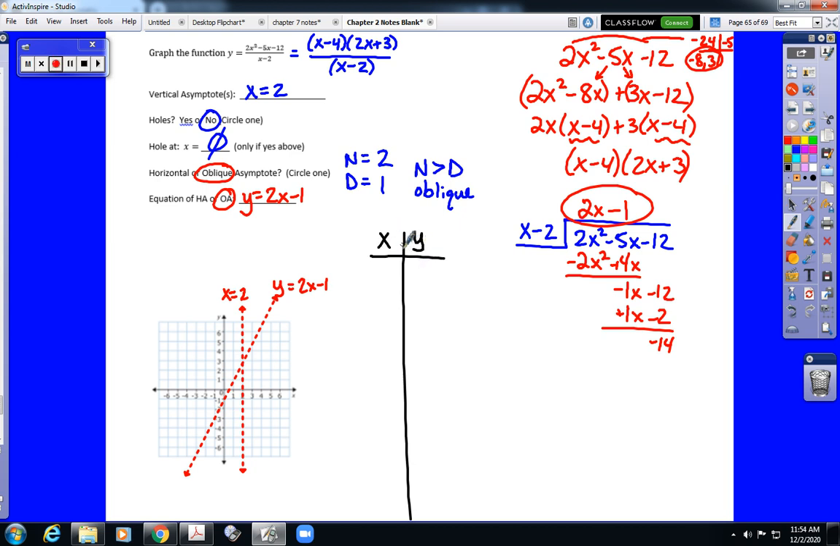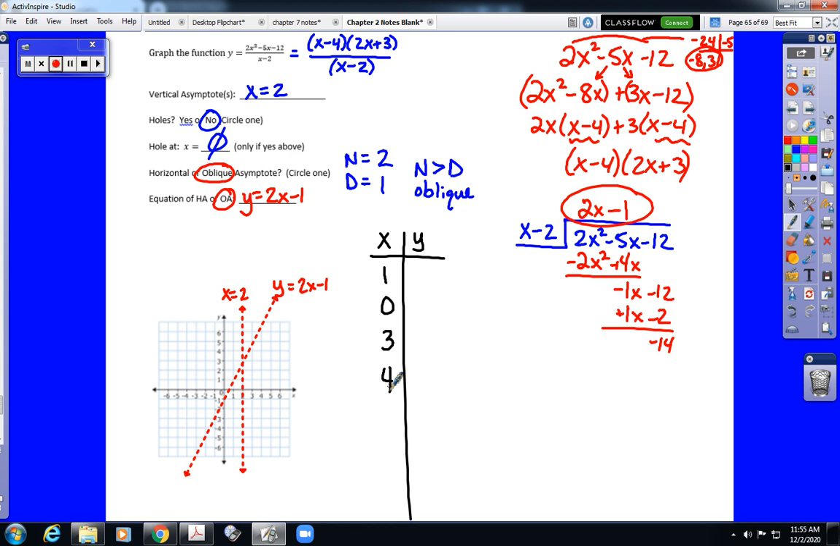Now, we then need to make a table of values. This is only 2 sections, so hopefully we'll be able to get this done with just 4 numbers. 2 numbers from the left of x equals 2, I'd use 1 and 0. And 2 numbers from the right of x equals 2, hopefully 3 and 4 will work out rather nicely. So when we plug those numbers into the original equation, we can use either the original equation or the factored form. It doesn't matter which one we use, but we're evaluating y when x equals 1.